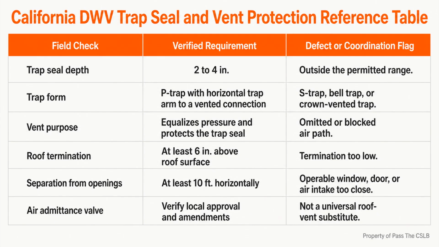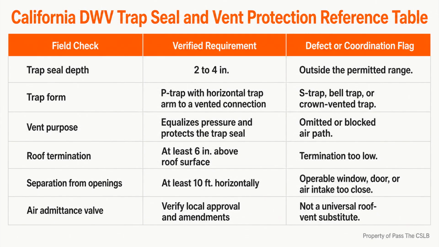If any one of those three jobs is compromised, the rough-in may look complete while the system is already set up for odor, slow drainage, siphonage, leakage, or failed inspection. For a general B contractor, the practical skill is not designing a complex plumbing system from scratch. It is recognizing whether the work in front of you is coordinated, serviceable, protected, and ready to inspect before walls, floors, or cabinets hide the defects.